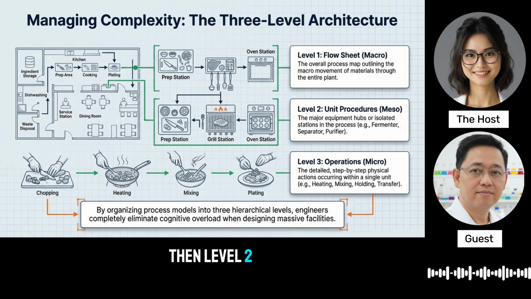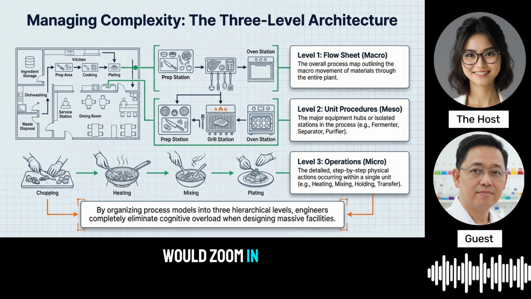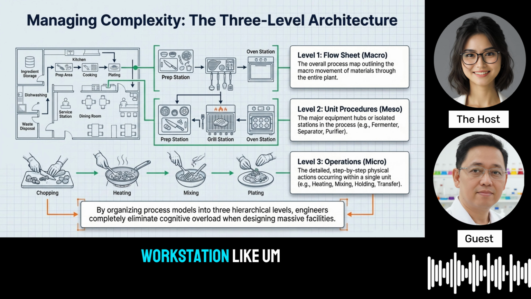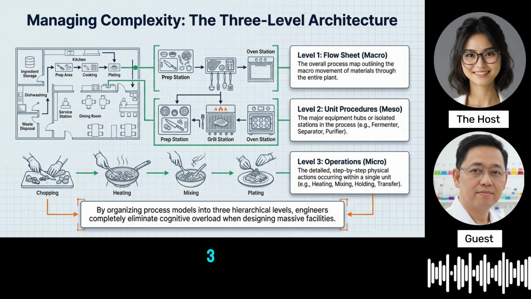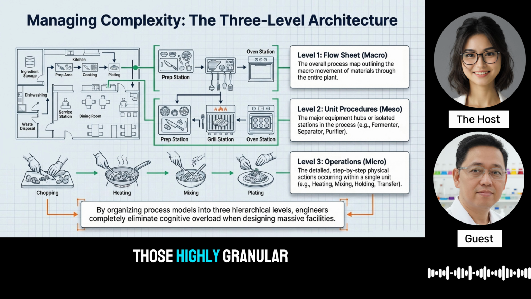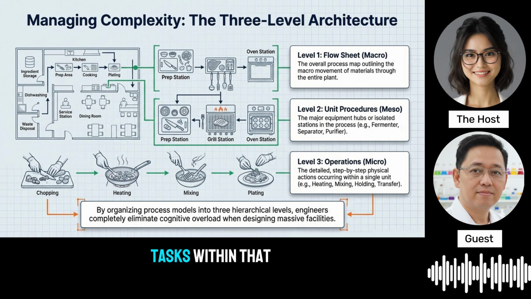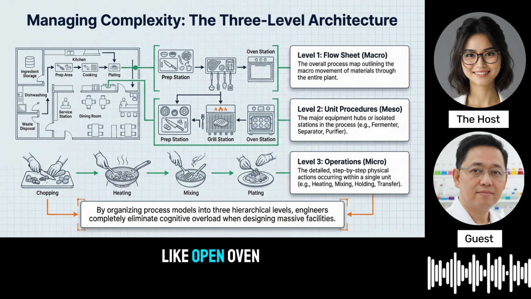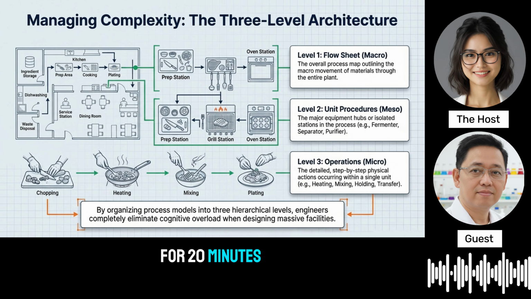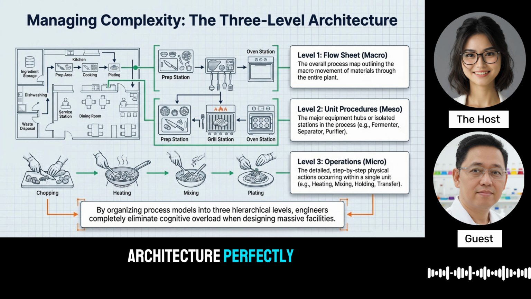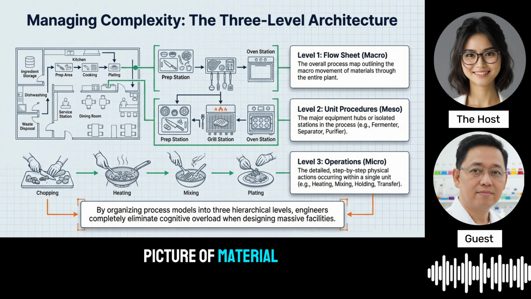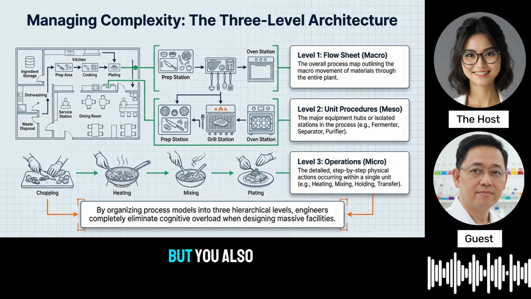Spot on. And then level 2. Level 2, the unit procedure, would zoom in on a specific workstation, like the baking station or the industrial oven. And then level 3, the operations, are those highly granular step-by-step tasks within that station, like open oven door, preheat to 400 degrees, or bake for 20 minutes. That captures the architecture perfectly. You have to maintain that big picture of material flows to ensure the factory makes sense, but you also need to zoom all the way down to the physics of a single action. It makes a lot of sense when you put it that way.